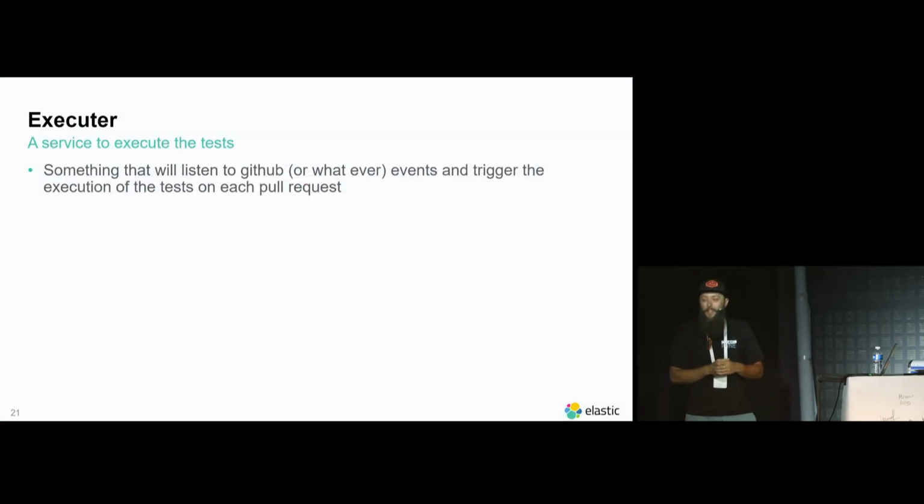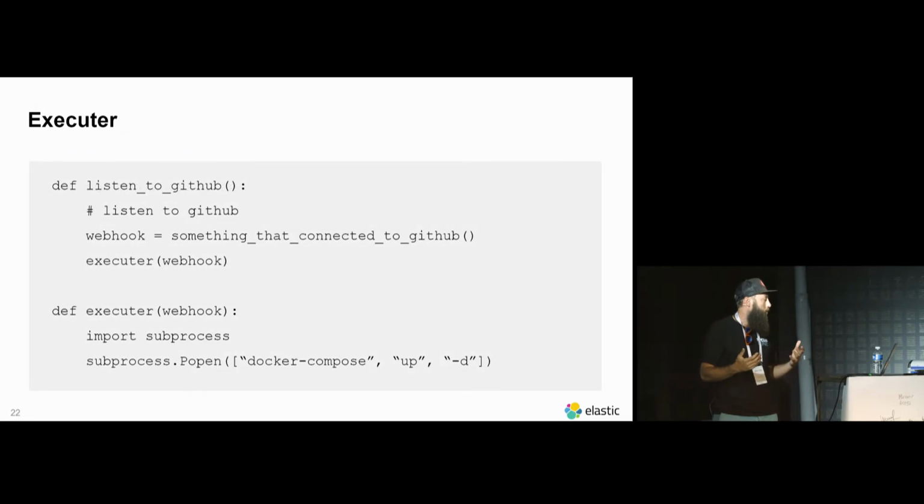So we need some way to execute all of this. We listen to GitHub pull request webhooks. We listen to Bitbucket webhooks. Something to trigger a way to say, hey, I need to run the tests again. So this is a really simple executor function where we have our function that's listening to GitHub. It receives the webhook, and then it calls the executor, which is basically just going to be a subprocess that just calls docker-compose up. The -d means it runs in the background, so you're not going to be streaming all that to the console.